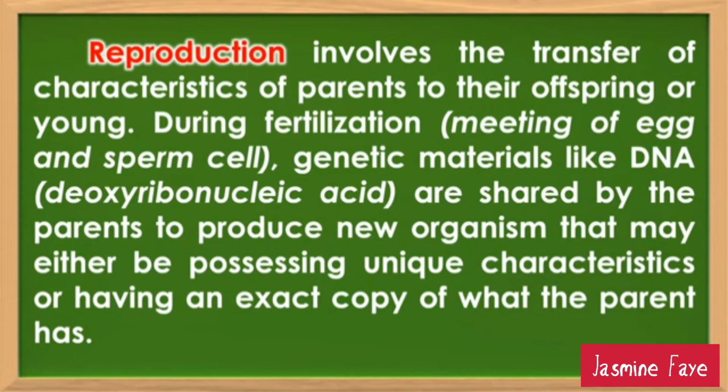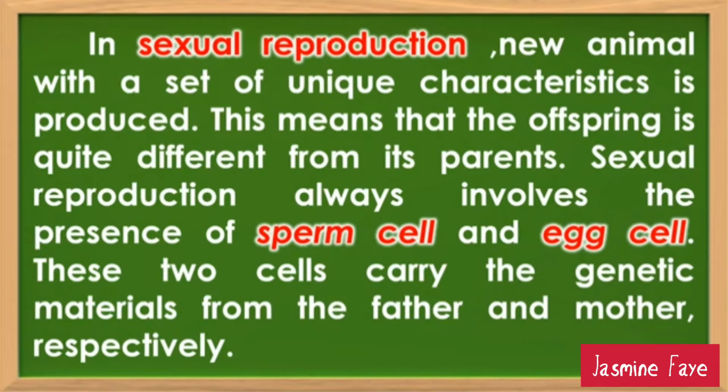In sexual reproduction, new animal with a set of unique characteristics is produced. This means that the offspring is quite different from its parents. Sexual reproduction always involves the presence of sperm cell and egg cell. These two cells carry the genetic materials from the father and mother respectively.